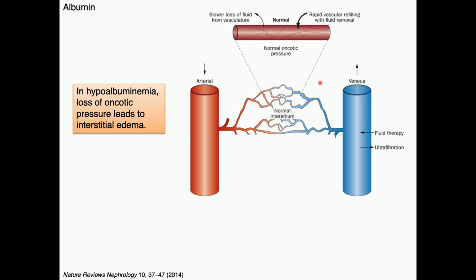Okay, so that's shown here. Normally on the arterial side, you get a loss of fluid out of the vasculature because the hydrostatic pressure is exceeding the oncotic pressure. And then on the venous side, you get a refilling or a draining of the interstitial fluid back into the blood vessel. Okay. Now, yes.